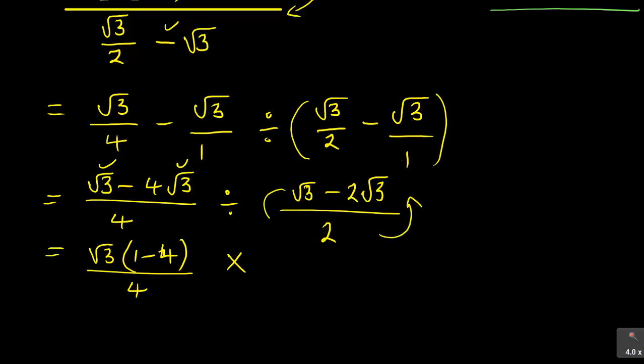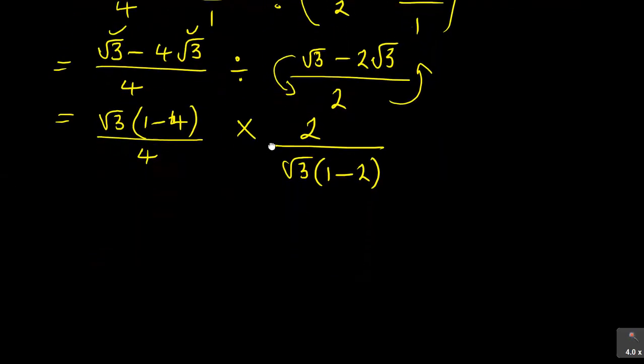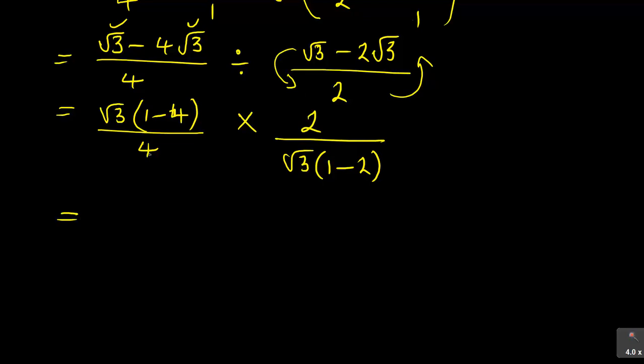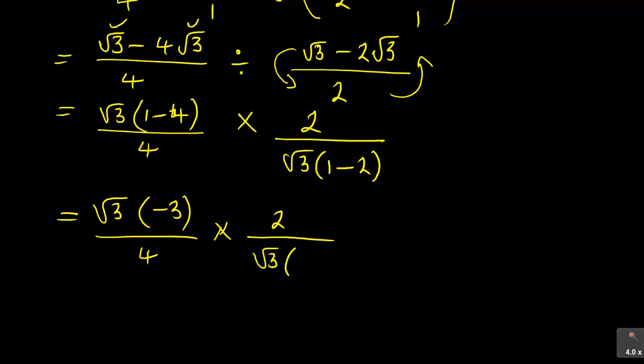This goes to the top, that goes to the bottom, but I'm also factorizing, which is 2 over root 3. And with that, root 3 into root 3 is 1 minus root 3 into 2 root 3 is 2. See that? So when you do that, you can now say root 3. So it's root 3. 1 minus 4 is minus 3 over 4 times 2 over root 3, and 1 minus 2 is minus 1. I think you can see that now.